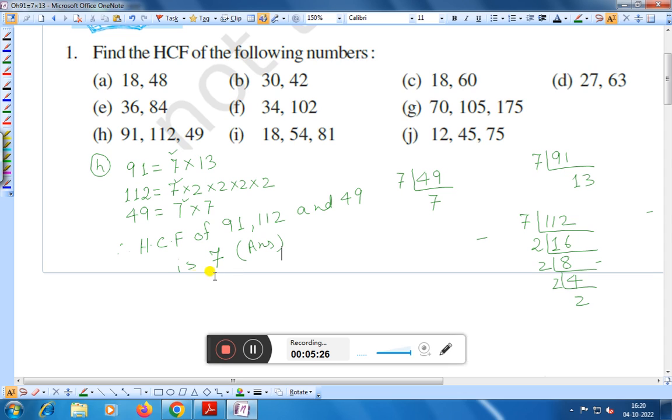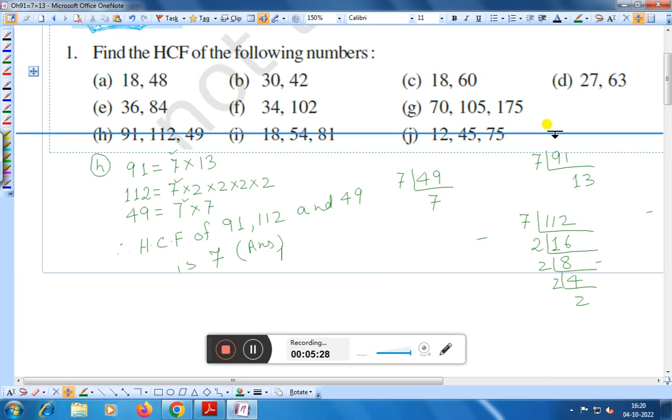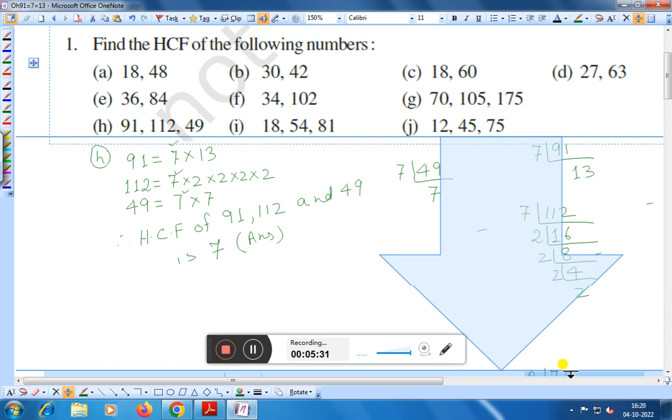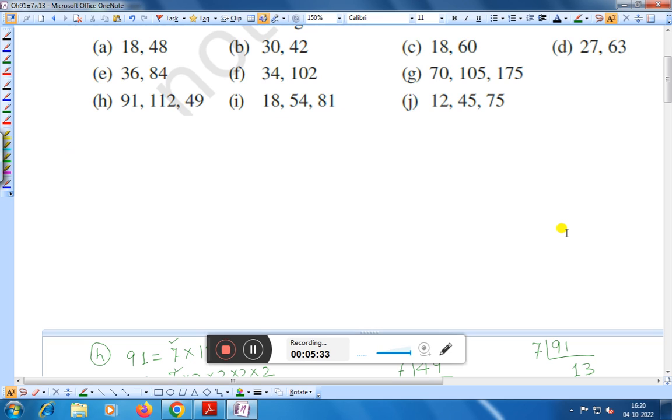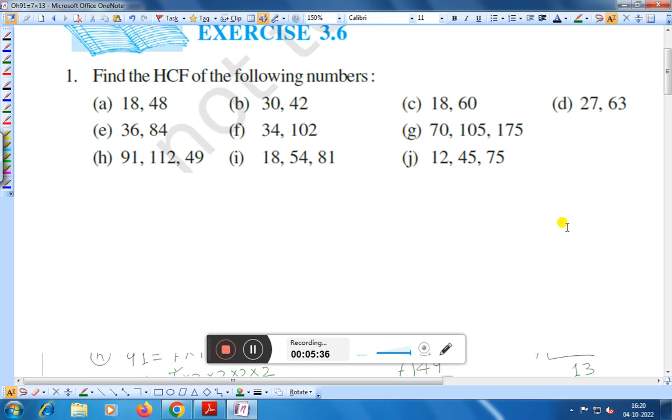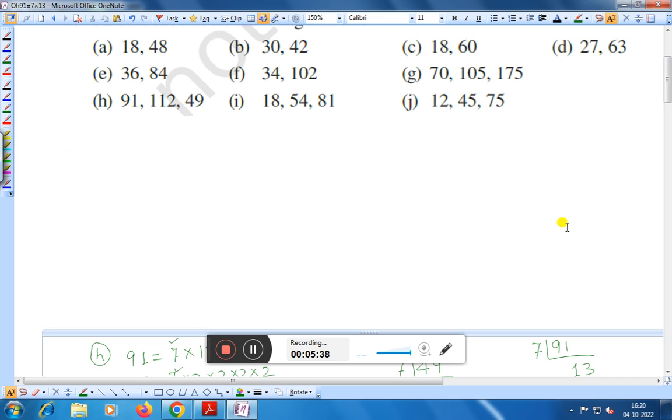Now we do the next question, that is question number I. The numbers in question number I are 18, 54, and 81.